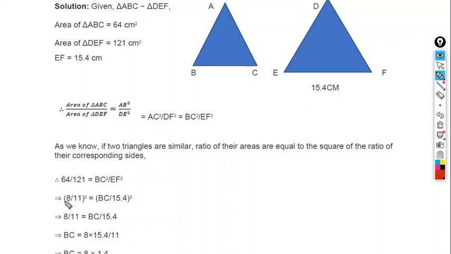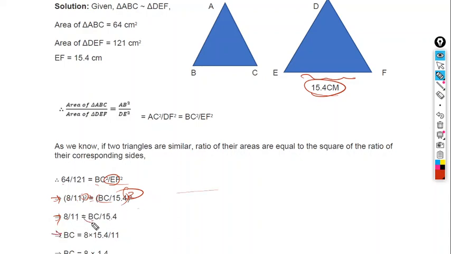Now it implies 64 by 121 is equal to, that means 8 square is 64, 11 square is 121, so (8 by 11) whole square is equal to BC square by EF square. So BC divided by the value of EF, which is given here, 15.4, whole square. Now we can eliminate the squares from both sides. So 8 by 11 is equal to BC by 15.4.